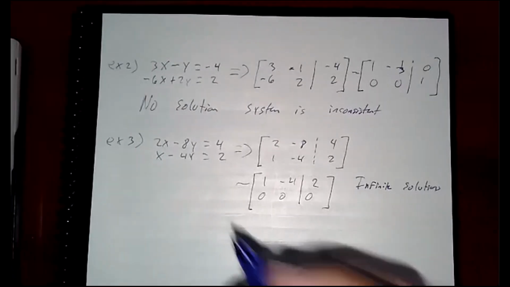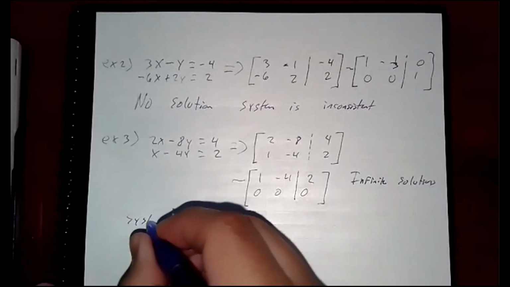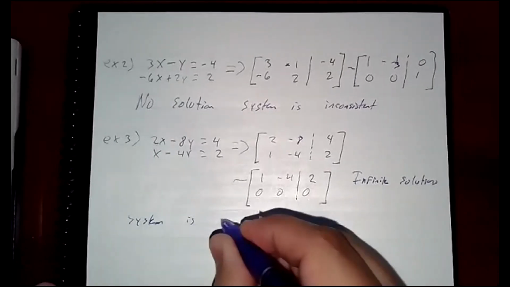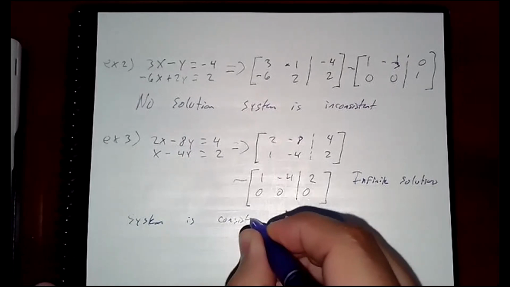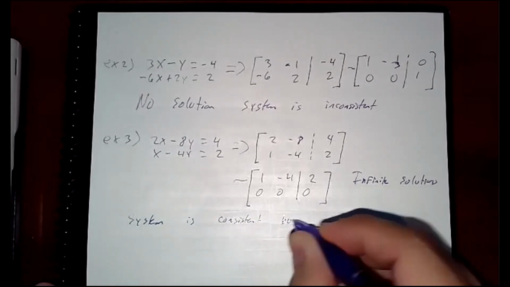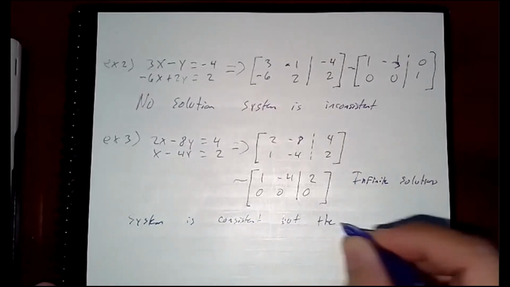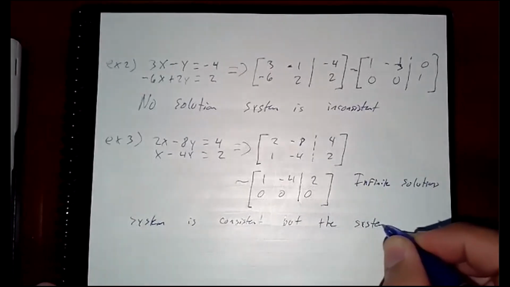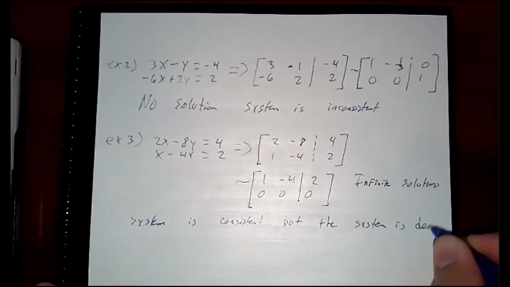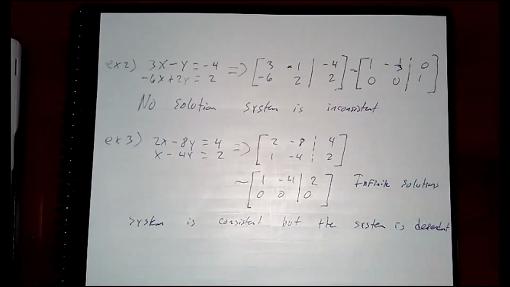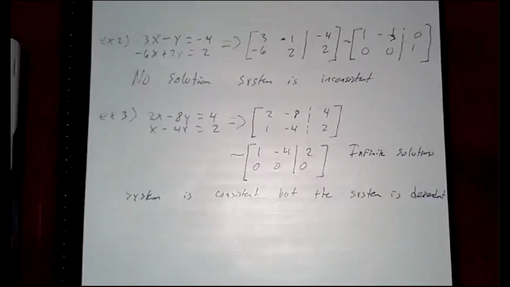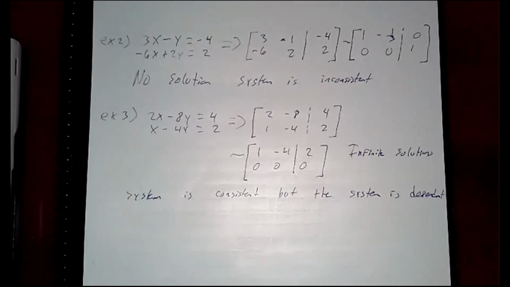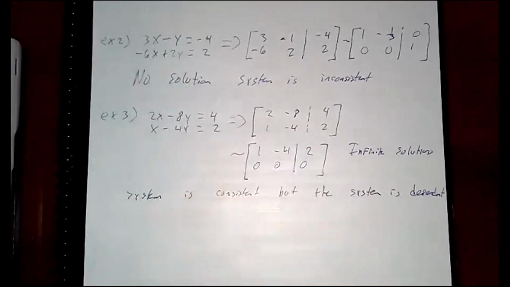So the system is consistent because there is a solution, but the system is dependent, meaning one equation depends on the other. They're basically the same equation here. That's what they mean by a dependent system.